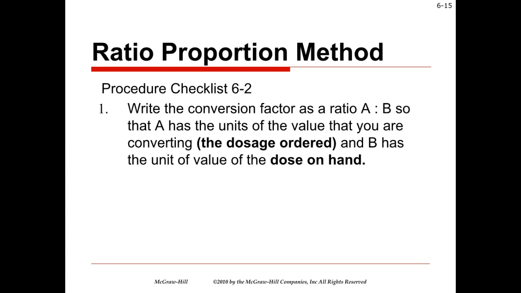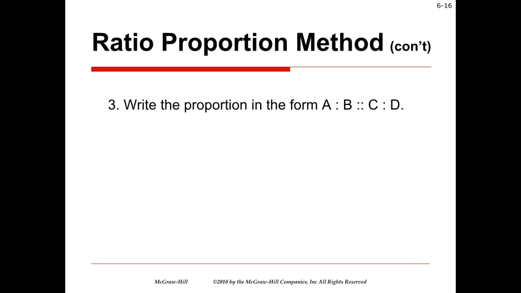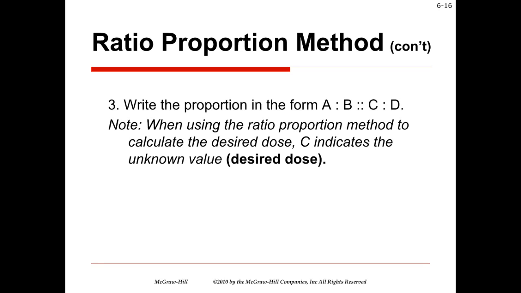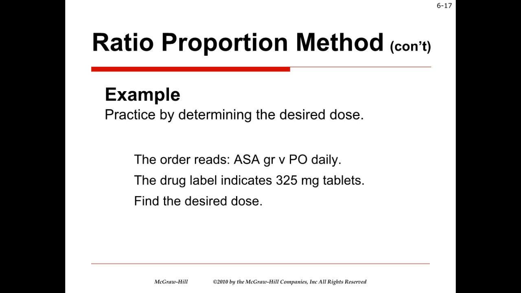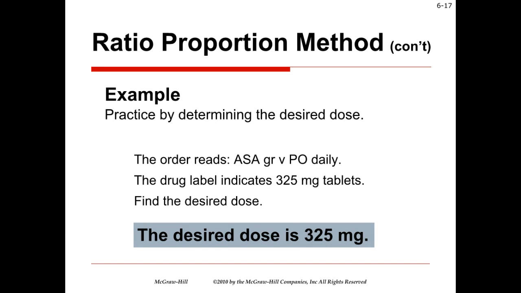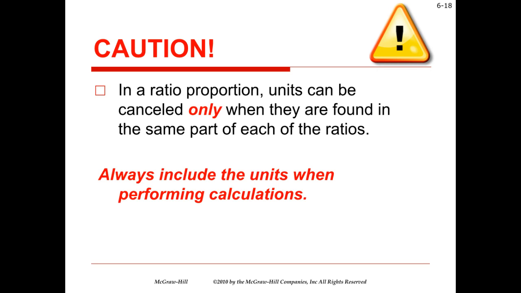Proportion method, and that's where you have A over B, so it's similar, and C over D. A over B has a conversion, and so you're going to write it A to B equals C to D. Once again, this can be really confusing. Let's see if it gives you an example. Practice by determining the desired dose. Order reads aspirin grain 5 PO daily. Drug is labeled 320 milligrams. Find the desired dose. The desired dose is 325 milligrams. So once again, you have to convert it in your head. Using dimensional analysis, you are able to convert in the steps of the problem that you're working. So be sure that we do that.